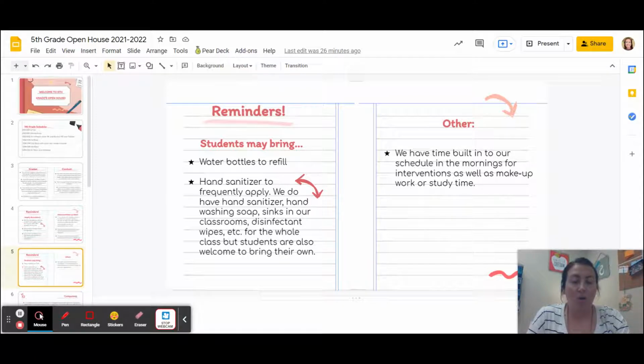The time, which I covered on the schedule, but we do have built-in time in the mornings for intervention, and that is also makeup time as well as study time.